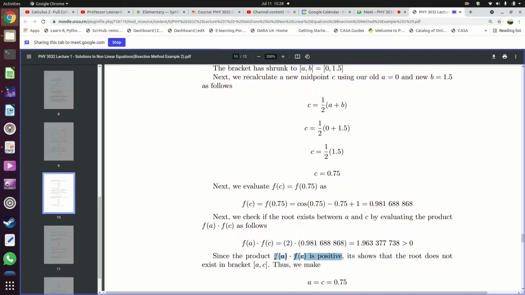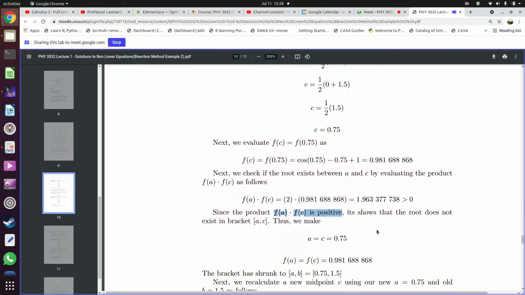Since the product of f of A times f of C is positive, it means that between A and C our function f of x has not crossed the x-axis. So the root does not exist between A and C. There is no root between A and C, because the product is positive. The function has not yet cut the x-axis between A and C. Is that clear?